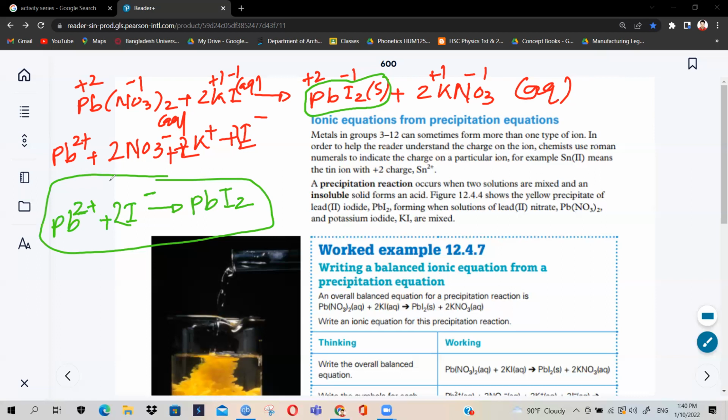But in case of oxidation reduction reactions, you will have to consider all the ions. They won't tell you to write down the oxidation reduction reaction for the solid compound in the reaction. No, they won't tell you that.